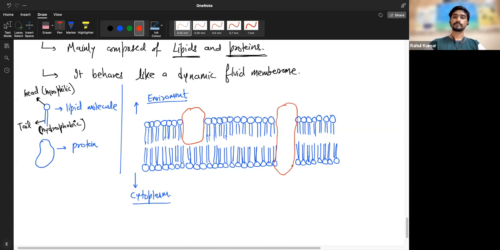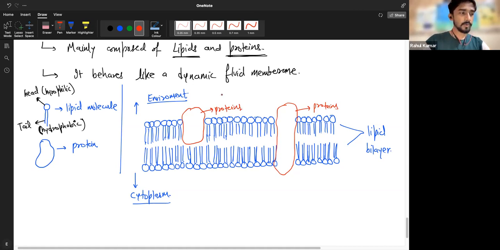Now, sometimes there are proteins which are also present in this membrane, okay? So this is the lipid bilayer. And these are proteins. Membrane proteins, okay? Now, as you can see, some proteins are only at the periphery. They do not penetrate throughout, right? So they are called peripheral proteins, which are only towards one side. Do you understand?